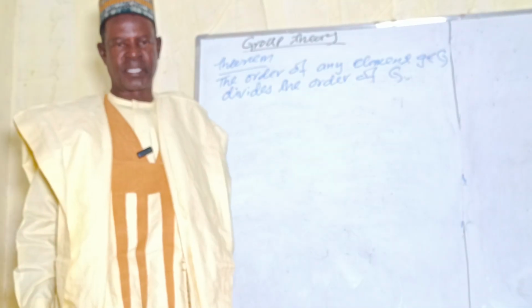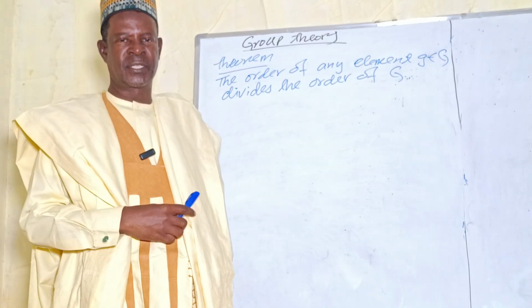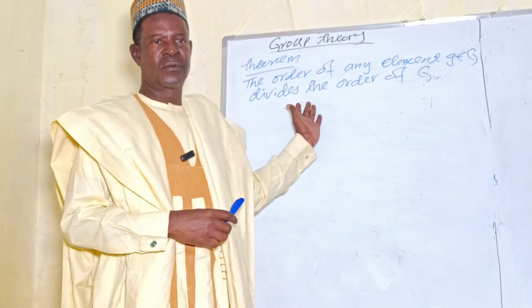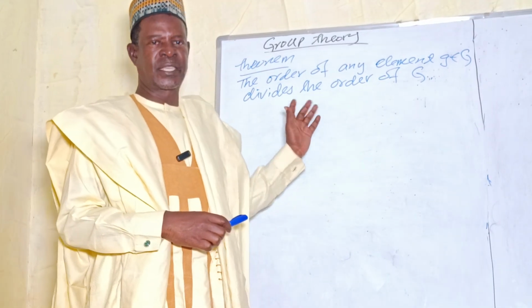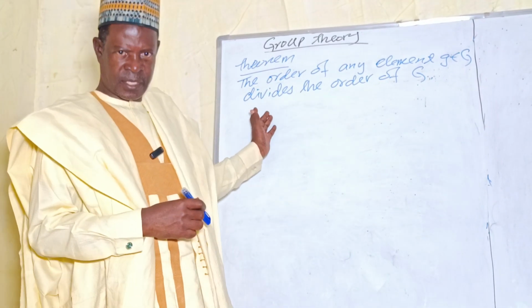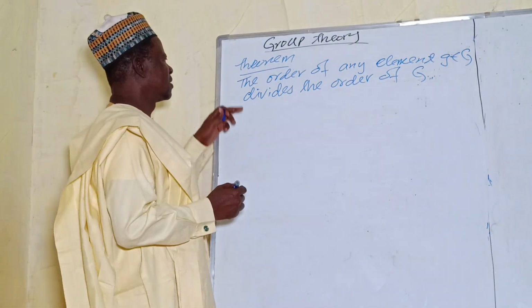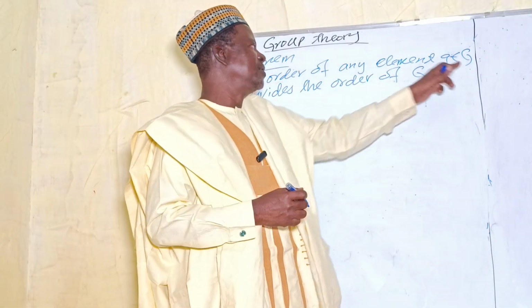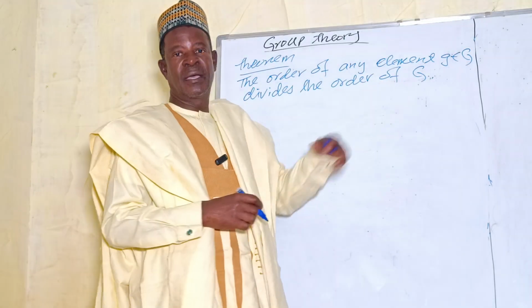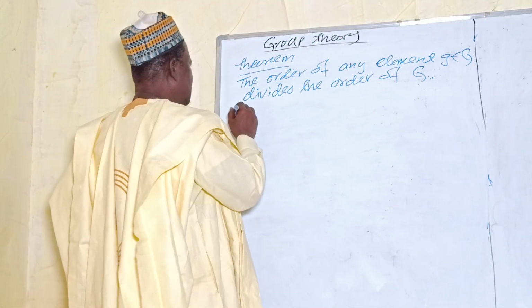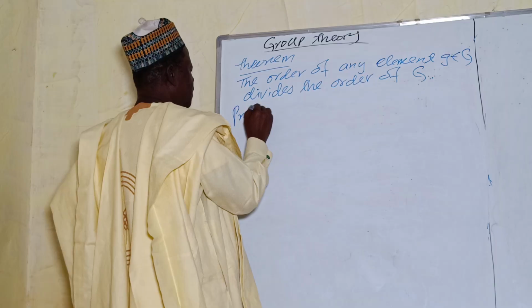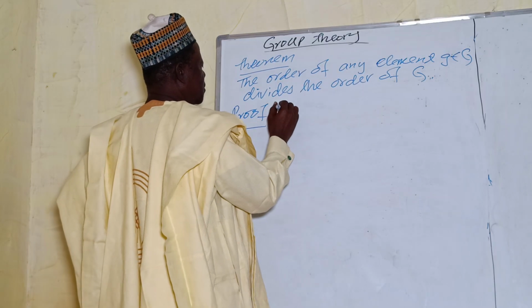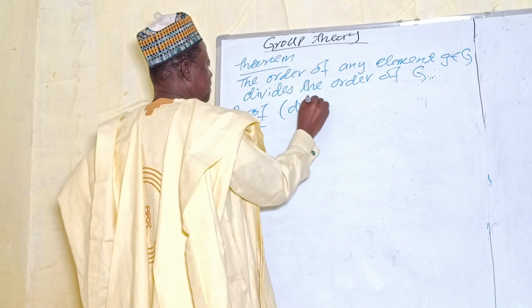Welcome to continuation of our discussion on topics in algebra. We are still treating the group theory aspect where we are using cyclic groups, and we are going to take a theorem that says the order of any element g in G divides the order of G. Now, proof. We are going to use direct proof this time.